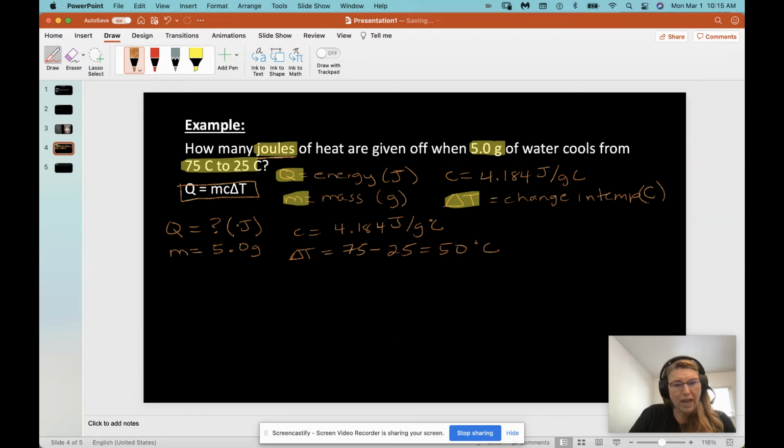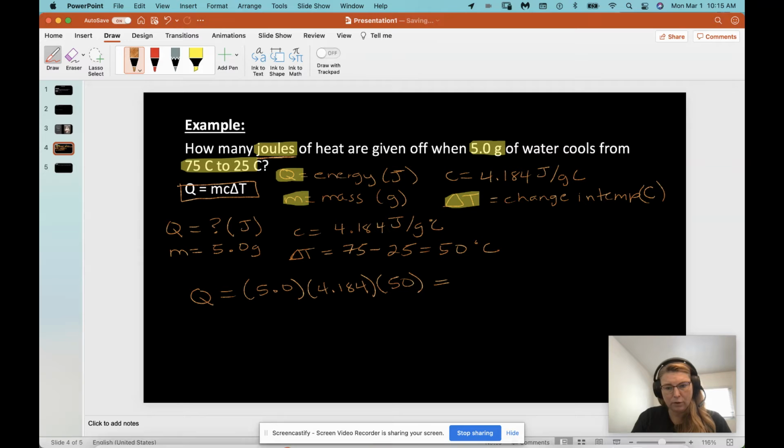Now that we have established all of our given information, this is just a matter of plugging into our equation of Q equals mc delta T. Q is what we're solving for, so we're going to leave that as a variable. Equals M, so our mass is 5.0. C is equal to 4.184. And delta T is going to be 50. So we just need to do multiplication: 5 times 4.184 times 50. Let me pull up a calculator real quick.